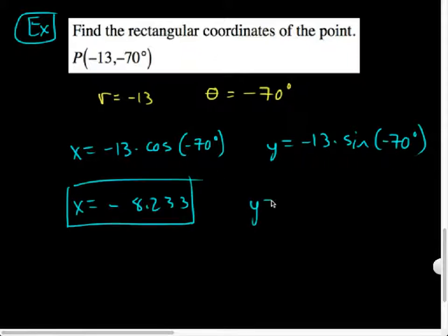And over here, y is equal to negative 13 times sine of negative 70. That's actually going to give me a negative number. In fact, it's equivalent to negative sine of 70. And multiply that by negative 13, it's going to positivize it, and I get 10.0606.